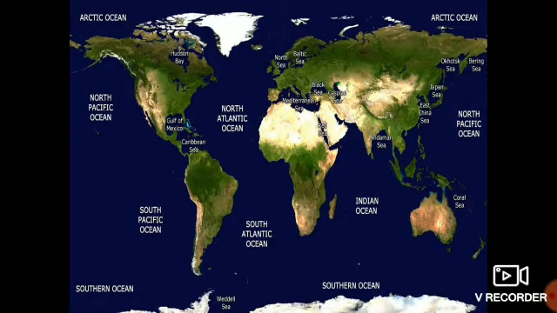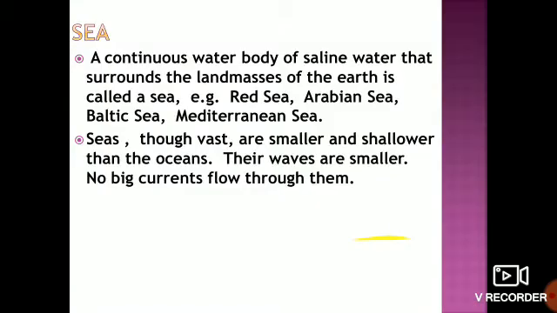Here is the Mediterranean Sea, between Africa and Europe. Baltic Sea, in Europe. Here is the Arabian Sea, here is the Bay of Bengal. Here is the Red Sea, near Egypt. There are many seas in the world, but I have told you about the Red Sea, which is near Egypt, the Mediterranean Sea, which connects Africa with Europe, and the Baltic Sea. There are many more seas in the world.